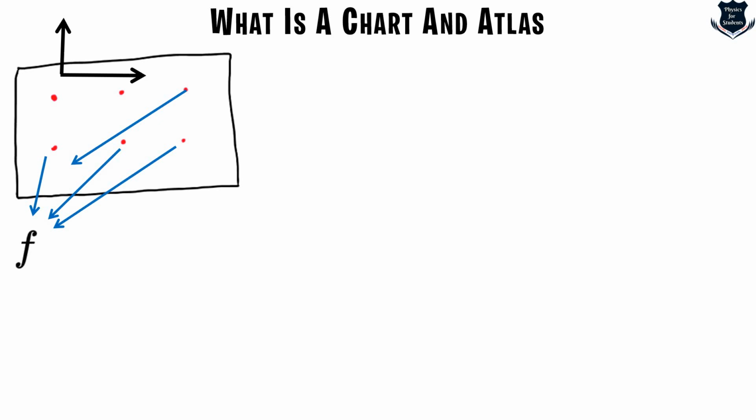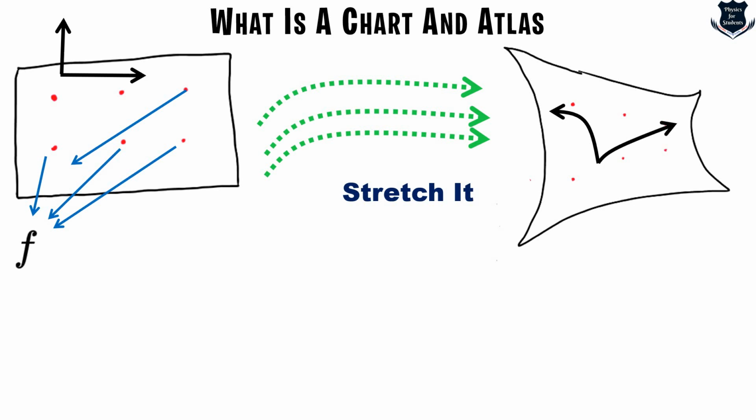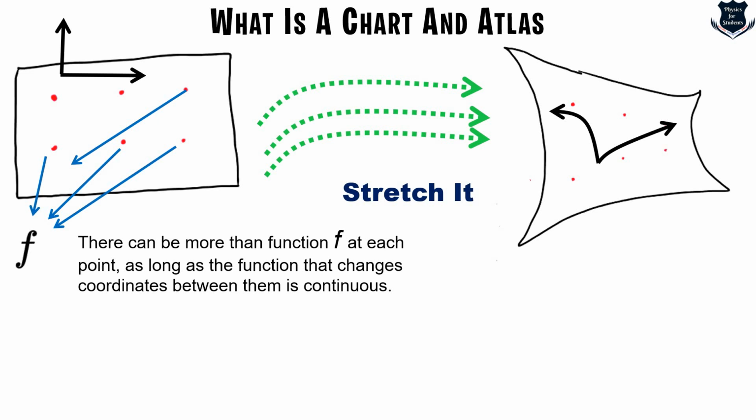Now you see I am using this green line to show that it is stretched. And how does it look? It is stretched. This one, it becomes longer. So the coordinate system also stretches, right? This goes this way, this goes on the right hand side. So when it is stretched, you see what happens is that there may be more than one function f at each point. As long as the function doesn't change, the coordinates between them are continuous. That means we get a function which is not this f, but maybe 1, 2, 3, 4 functions. But that stretching is all okay, because what I want is that the coordinates do not change. We can measure the vectors and the change is continuous. That means there is no jump in between. It should be smooth and continuous.